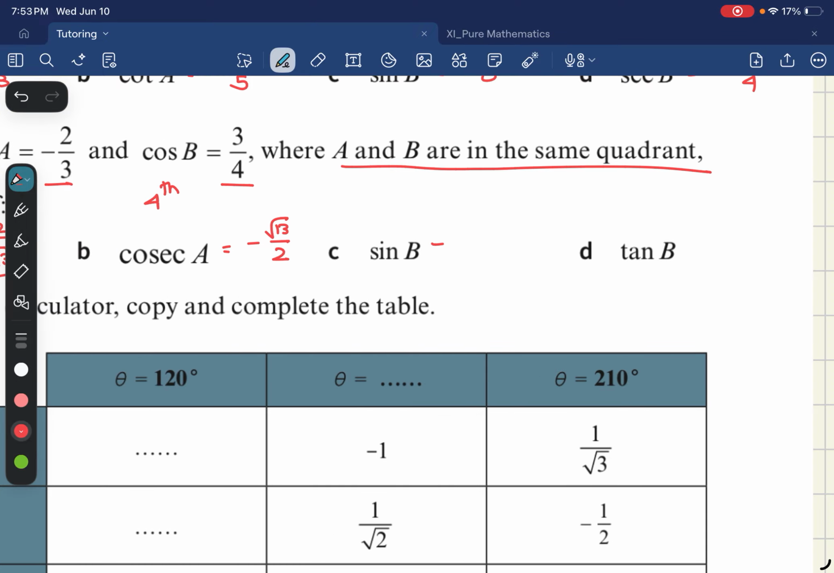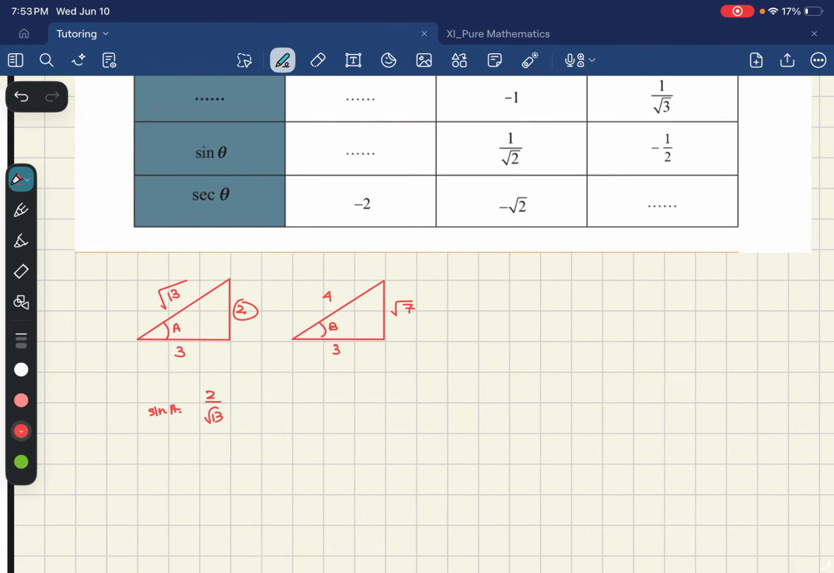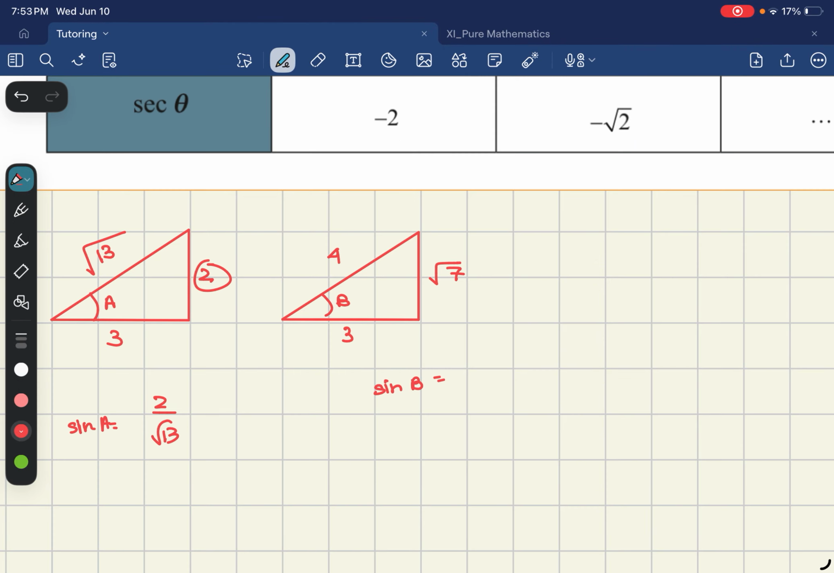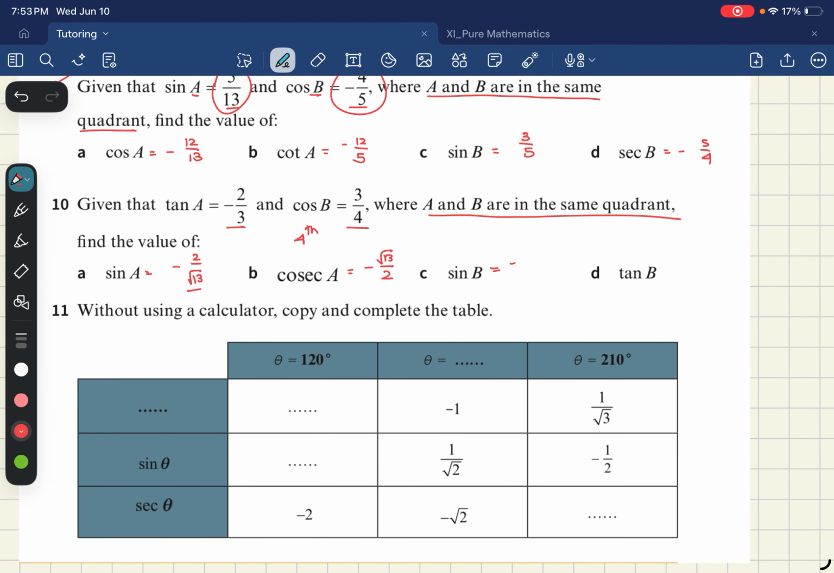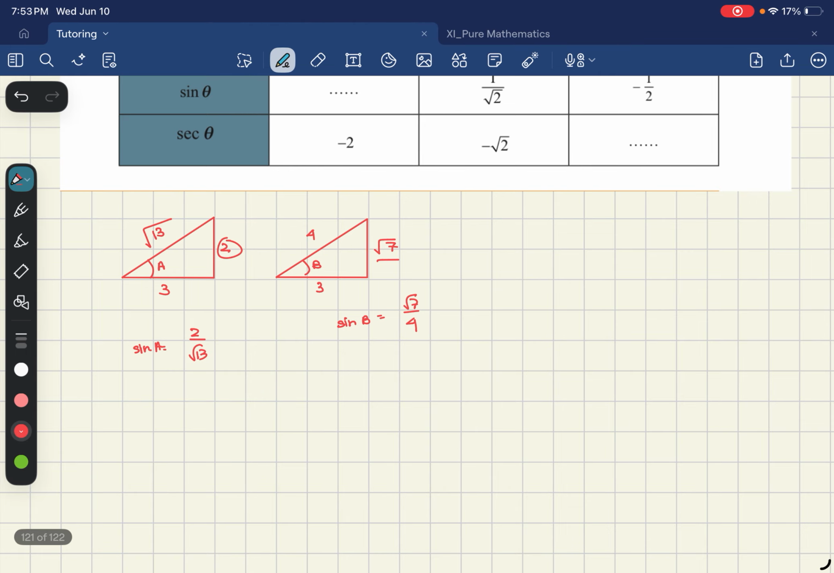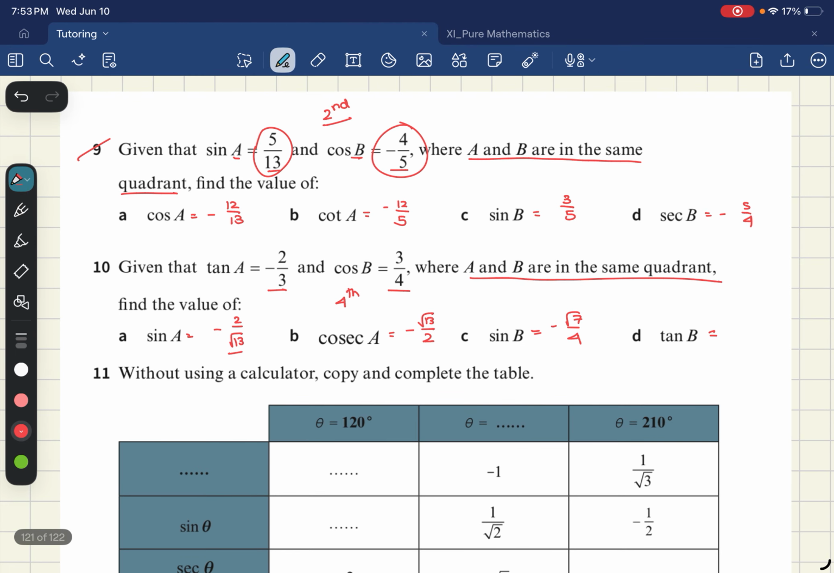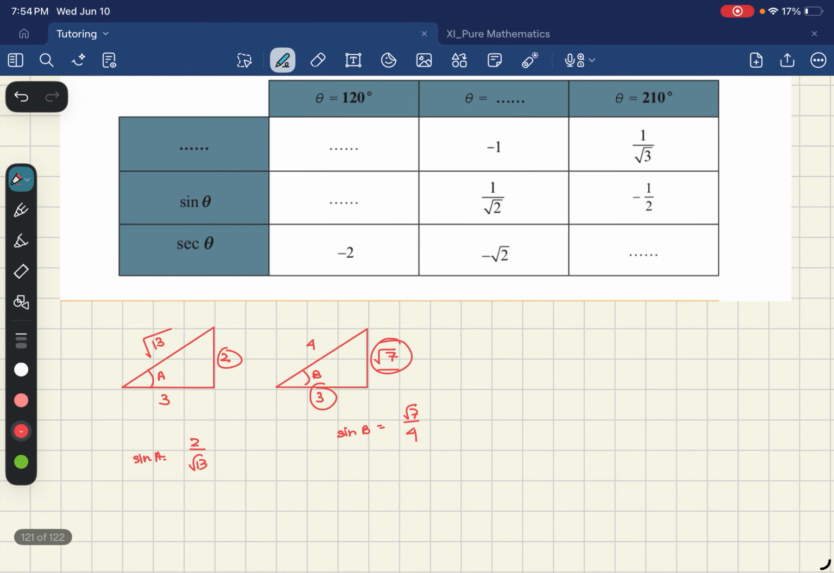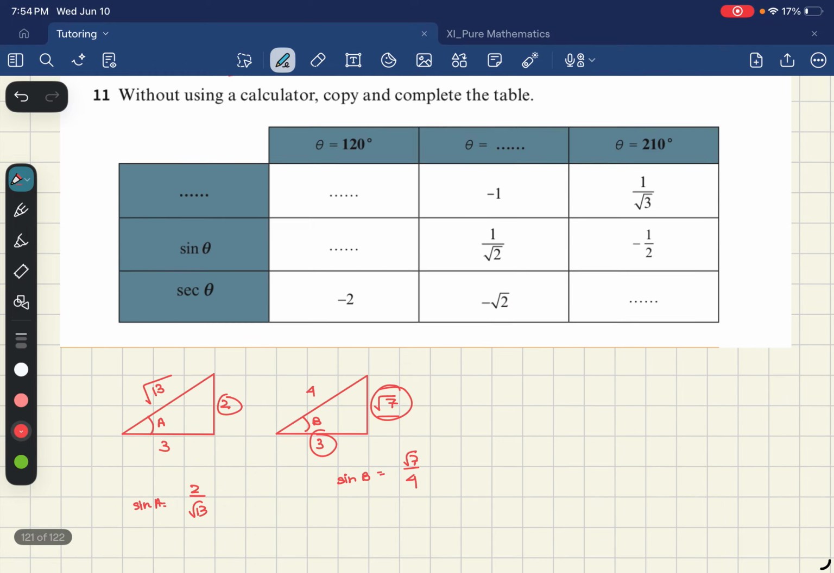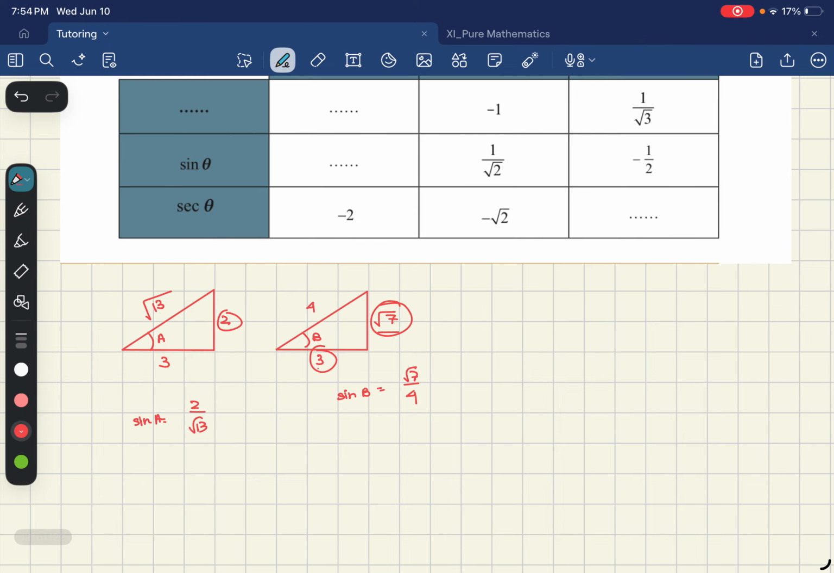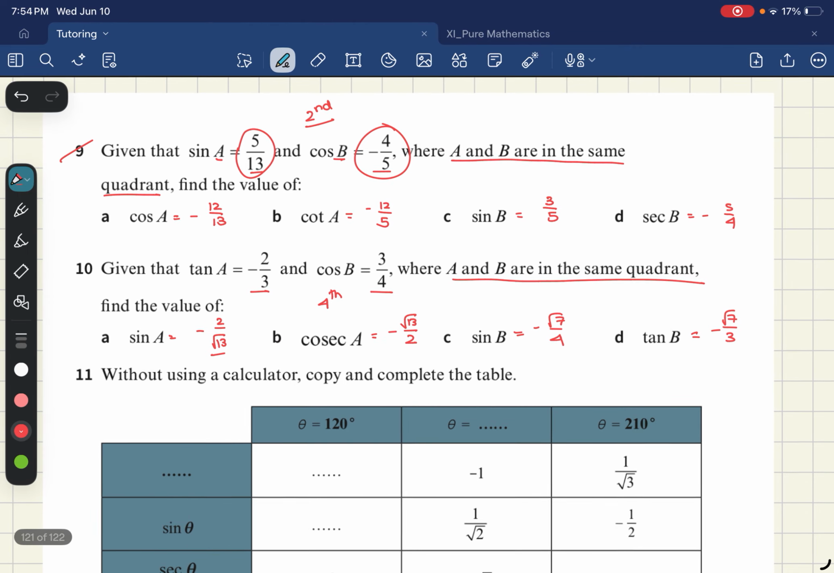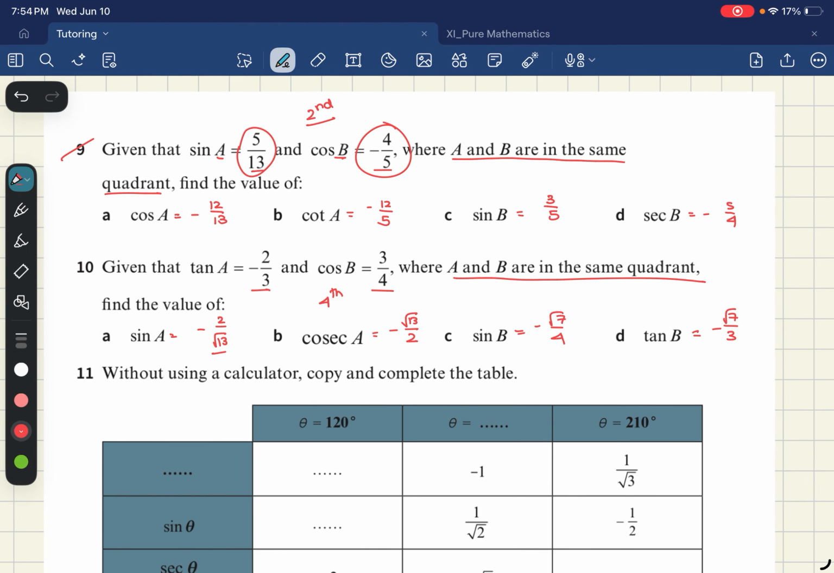All right, what is sine B? Sine B is root 7 over 4, and it's going to be negative, because it's in the fourth quadrant. And yeah, what is tan B? Tan B is opposite over adjacent. So root 7 over 3, and then it's going to have a negative sign. So opposite over adjacent, negative root 7 over 3. That should be your answer. All right.